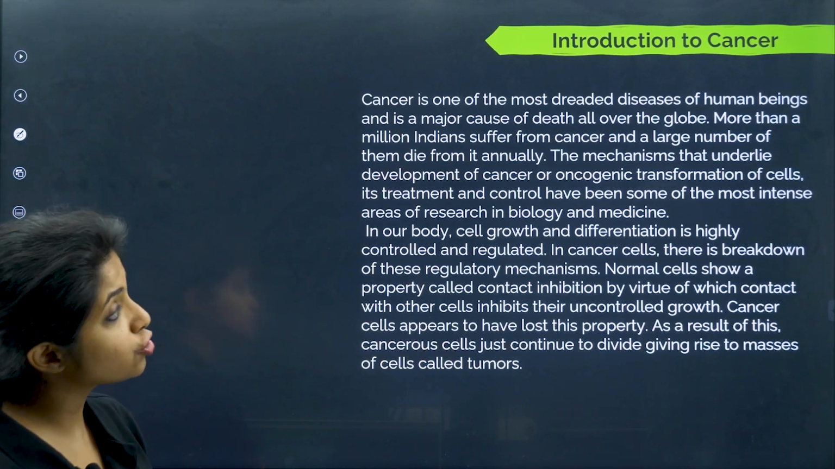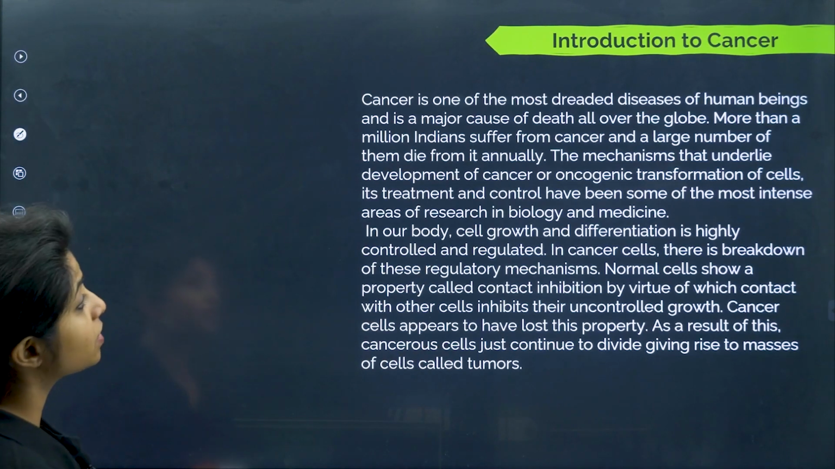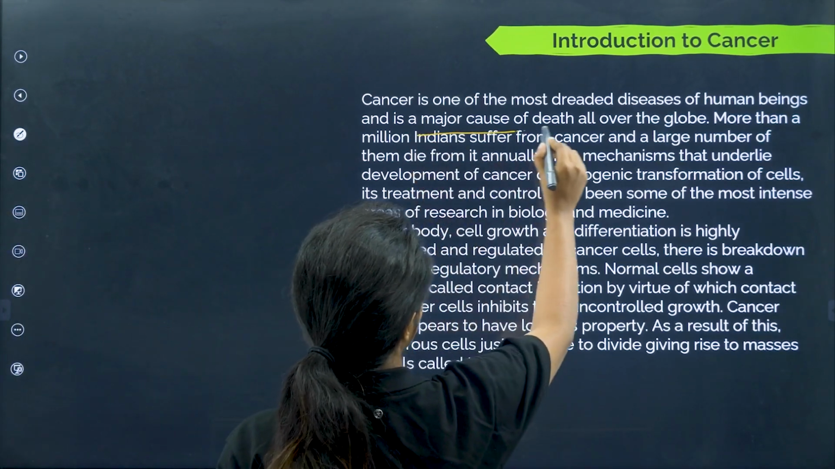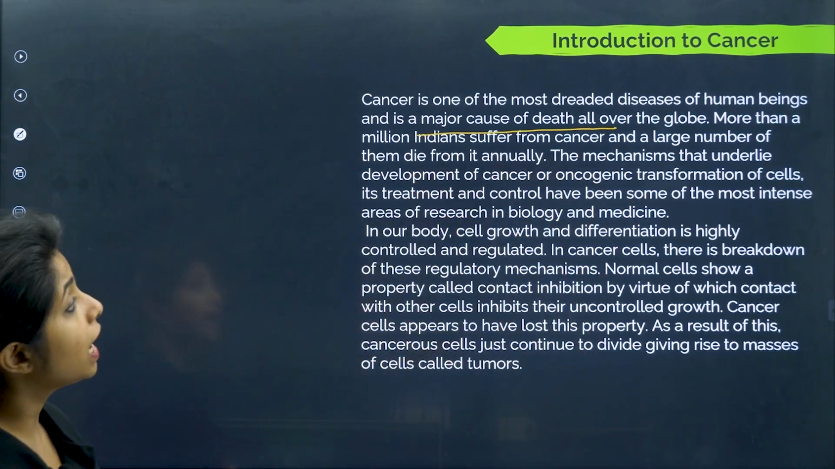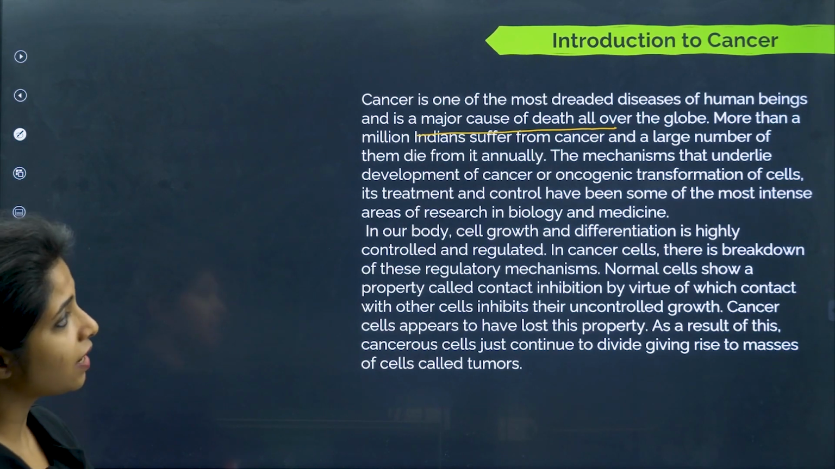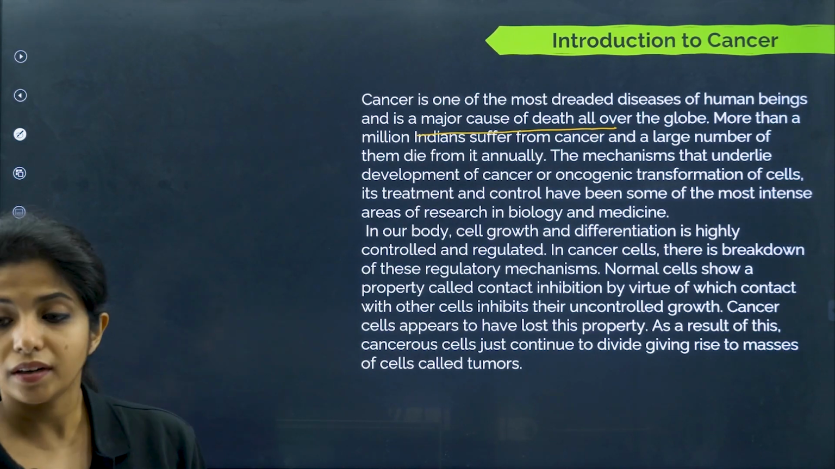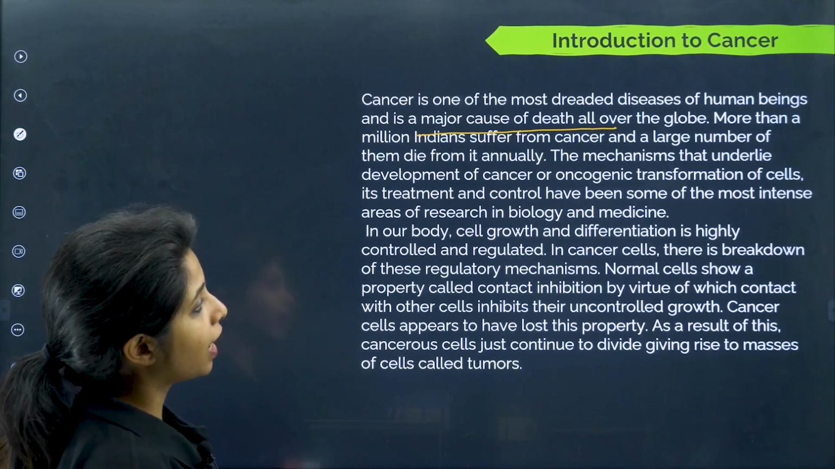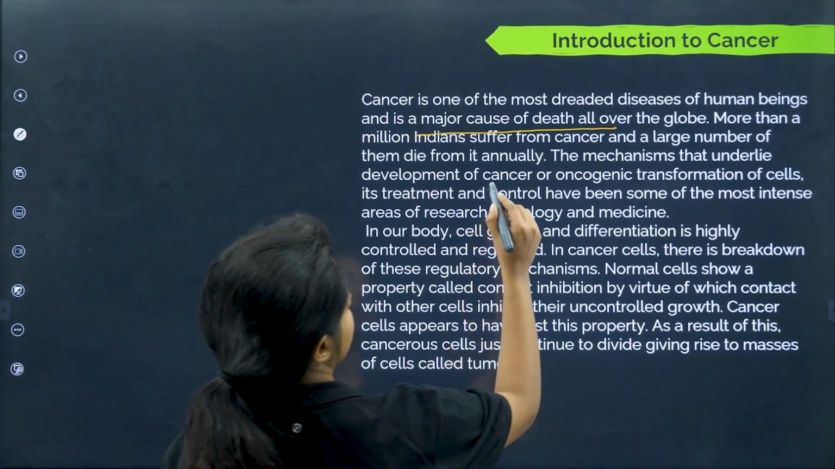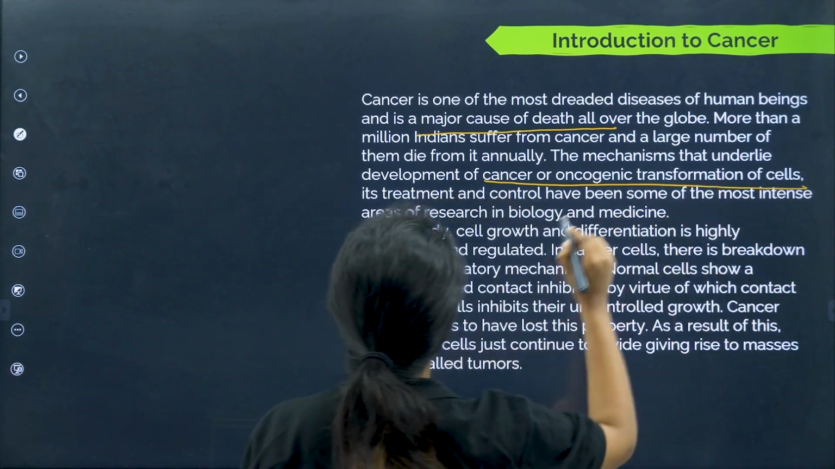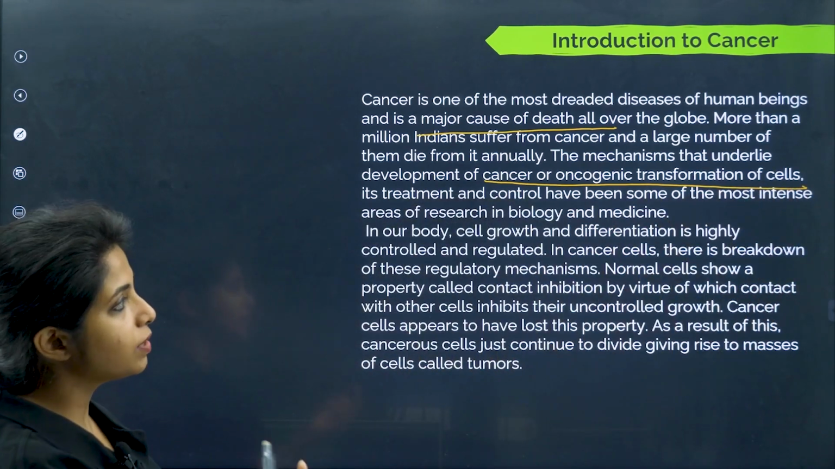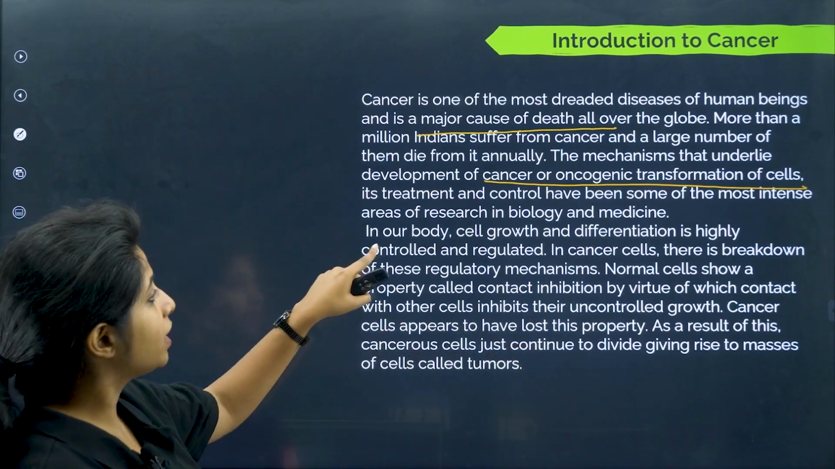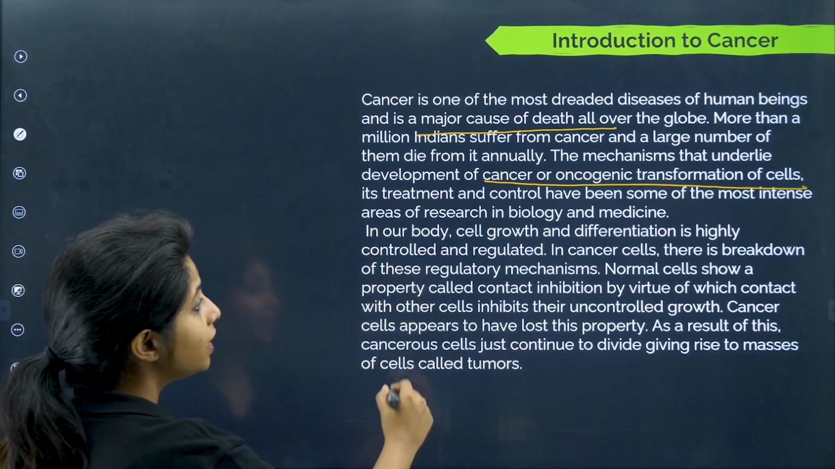Cancer is one of the most dreaded diseases of human beings and is a major cause of death all over the globe. So, it is a major cause of death, remember that. More than 1 million Indians suffer from cancer and a large number of them die from it annually. We know that, it's a very sad thing. The mechanisms that underlie development of cancer are oncogenic transformation of cells. Its treatment and control have been some of the most intense areas of research and are still going on. In our body, cell growth and differentiation is highly controlled.